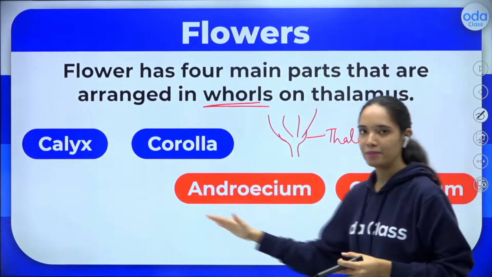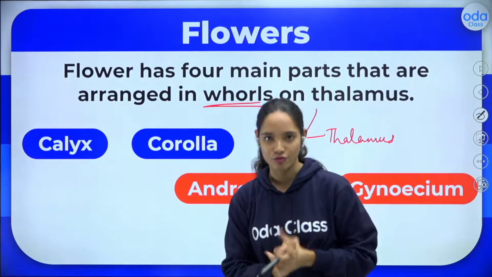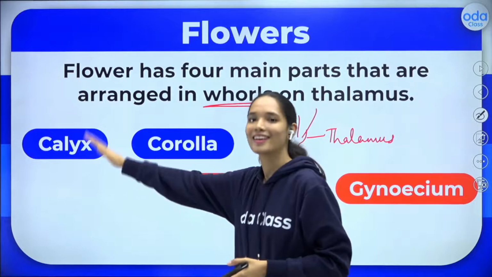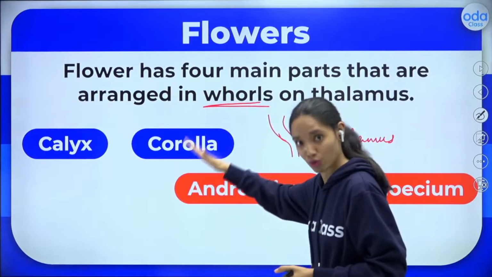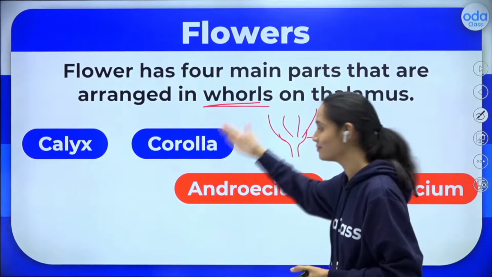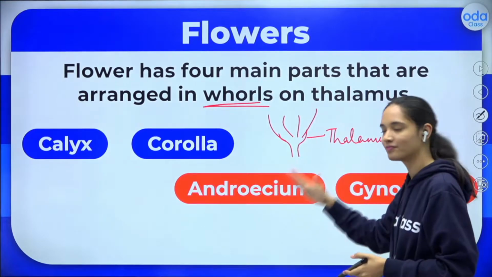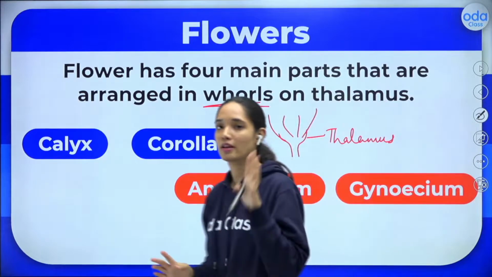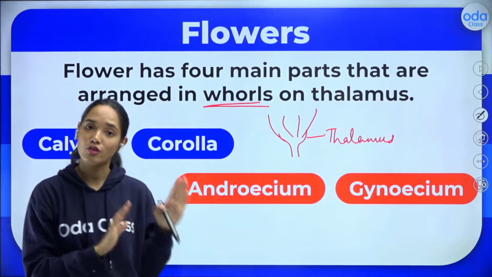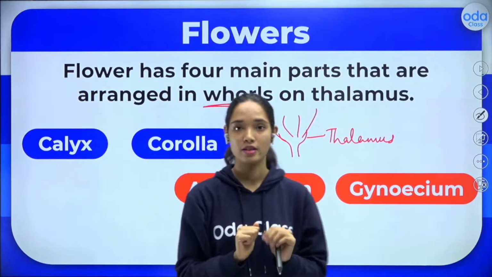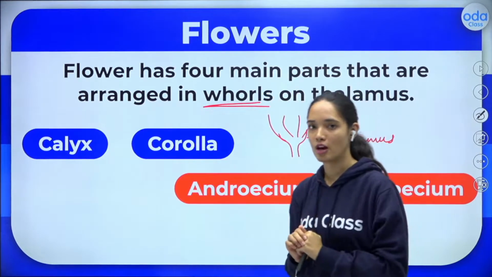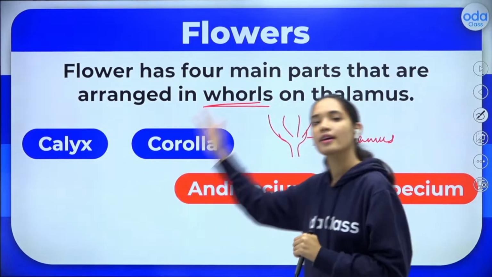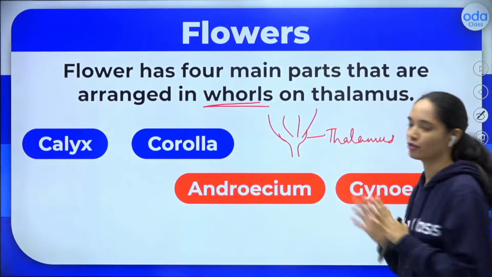So basically, there are four main parts of a flower, and those are calyx, corolla, androecium, and gynoecium. So these are the four main parts. Very, very important for all of you again for your exams. So there are four main parts of a flower. They are calyx, corolla, androecium and gynoecium.